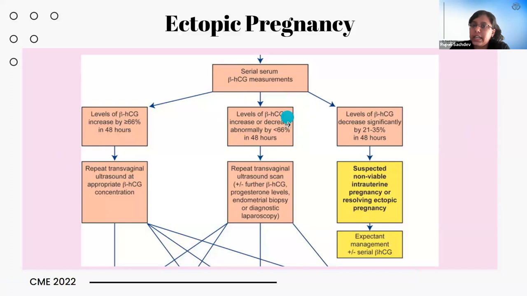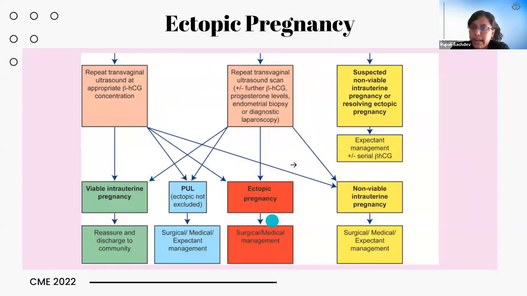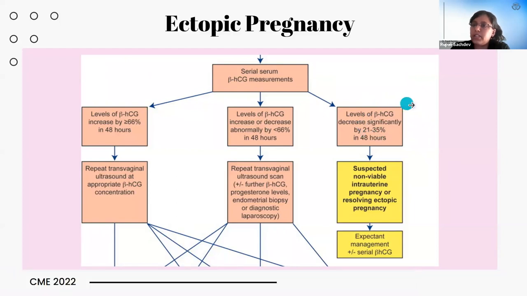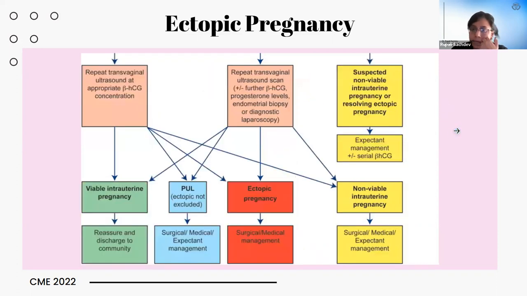If your beta HCG levels increase abnormally, by less than 66% in 48 hours, you do a repeat ultrasound, right? With or without beta HCG, progesterone levels, endometrial biopsy, or diagnostic lab. If you get an ectopic pregnancy, you move towards surgical or medical management. If your levels of beta HCG decrease significantly by 21 to 35% in 48 hours, you suspect a non-viable intrauterine pregnancy or a resolving ectopic. You move towards expectant management along with serial beta HCG monitoring.